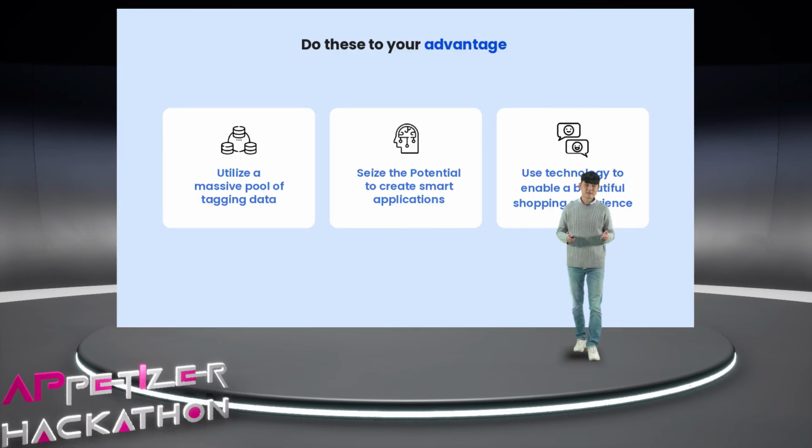Now that we've talked about some real-world use cases, we want to inspire you to come up with your own use cases. And these are the ways of thinking about it. First, take advantage of utilizing a massive pool of tagging data. Second, seize the potential to create smart applications with AI. And third, use the latest technology to enable a beautiful shopper's experience.